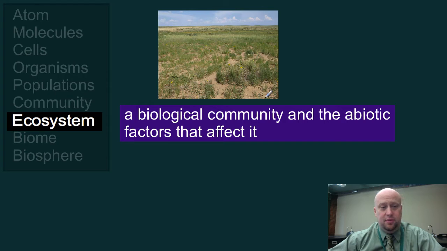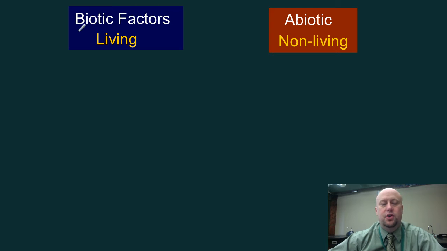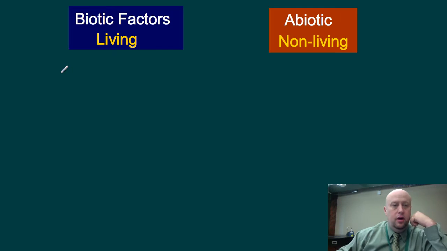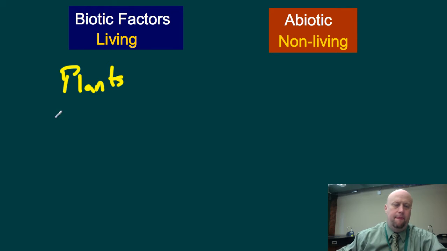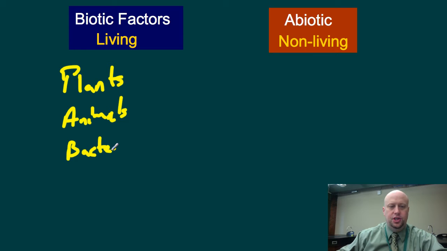An ecosystem takes that community and it takes not just all of the living things in it, but it takes all of the abiotic things in it as well. So what does that mean? What are we talking about here? Biotic factors mean the living. So we've got the living things here. We've got the plants, animals, bacteria, algae, all of those kinds of things.